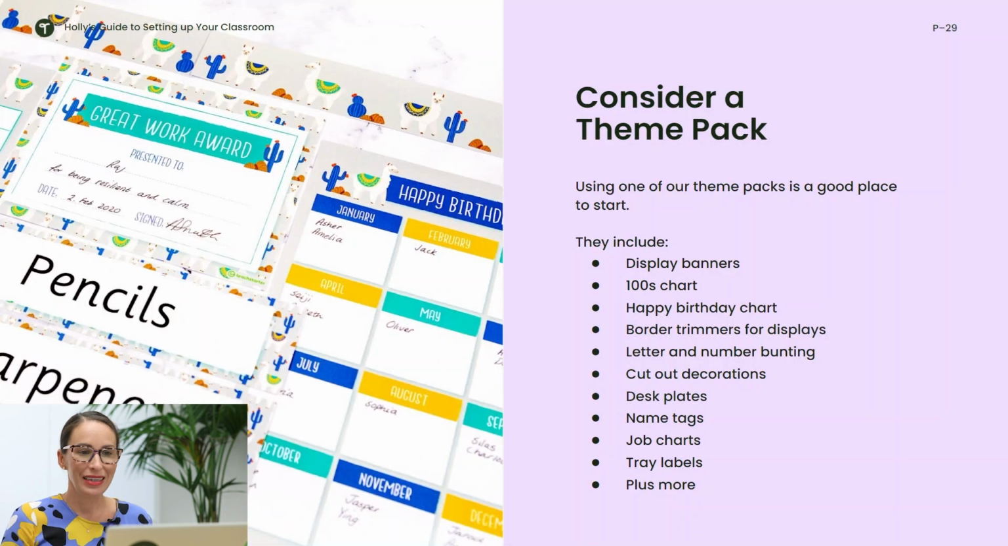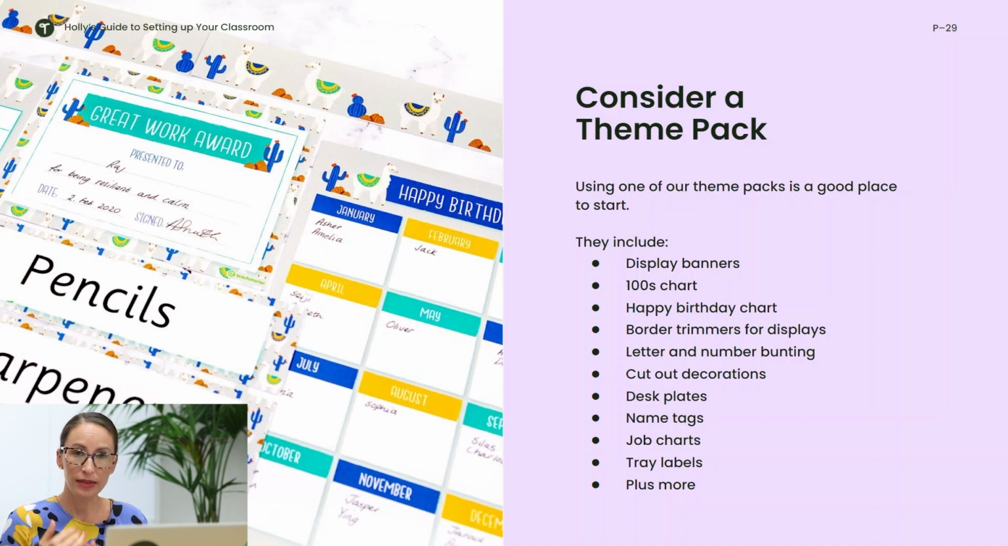All right, I've just popped in there to consider a theme pack. If you are new to teaching, or you're feeling a little bit overwhelmed with what things you might want to display, one of our theme packs has everything you need, really. We've got lots of different super cute themes. This is our cactus and llama theme pack. I remember one of our members requested this a couple of years ago, and I thought, cactus and llama, how bizarre. But one of our designers just went crazy, and it's actually one of my favorite themes now. It's super cute.